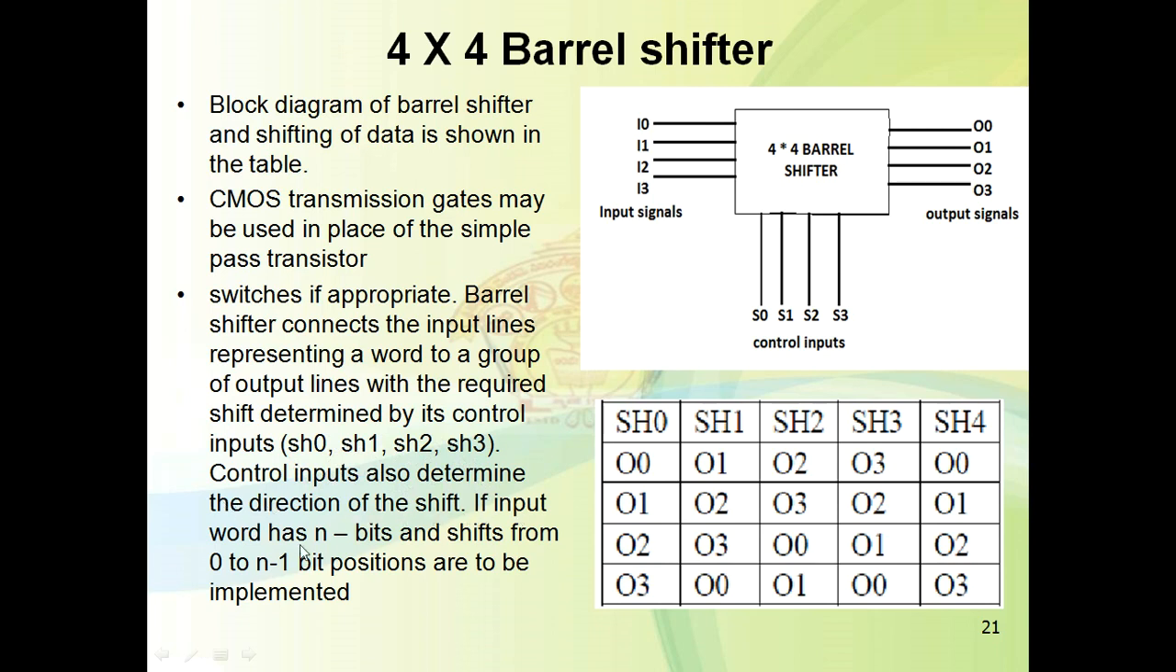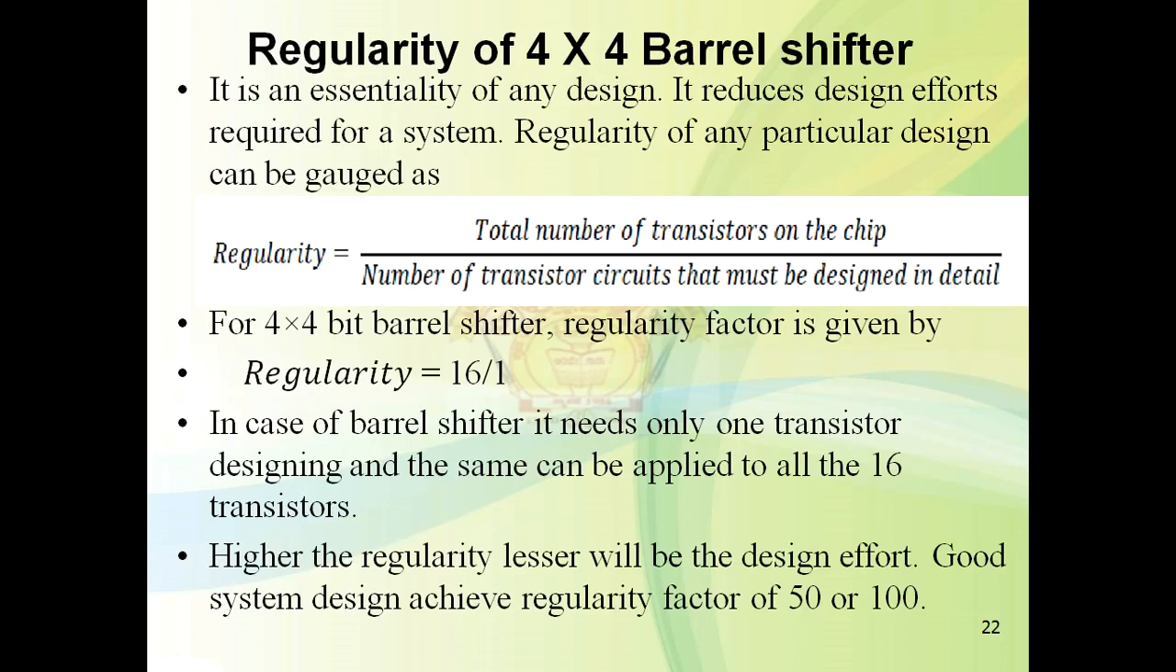If the input word has n bits, then shifts from 0 to n minus 1 bit positions are to be implemented. So these are the total barrel shifting operations. So this is about one part of the barrel shifter. Then we will see about the regularity.